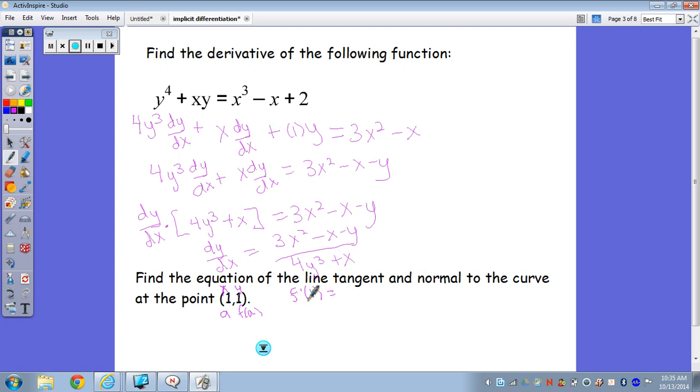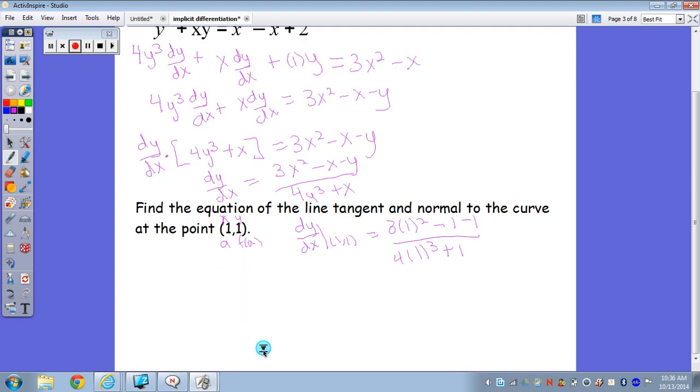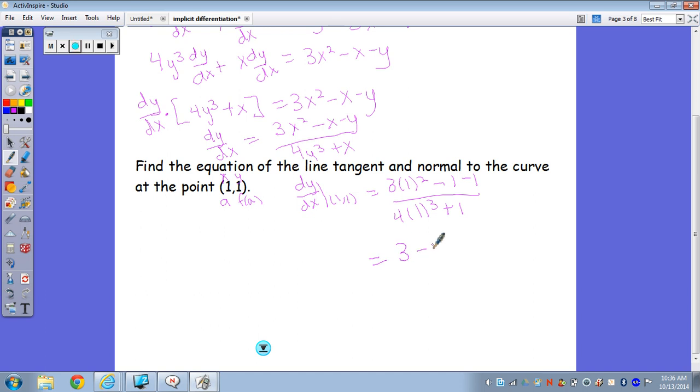So how they actually write it, instead of f prime, since we don't have f, they would write dy/dx and then put a little bar, and then put (1, 1) as my point. So I'm going to plug 1 in for x and 1 in for y in my slope, which is up here. So I'm going to do 3 times 1 squared minus 1 all over 4 times 1 cubed plus 1. And then I'm going to simplify to get my slope. So I should get 1 over 5, and that is my slope.